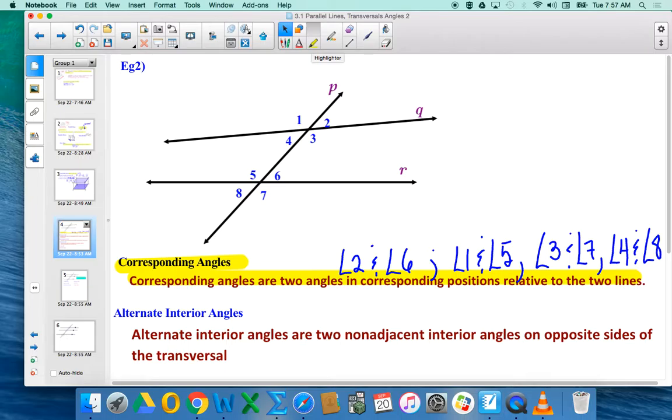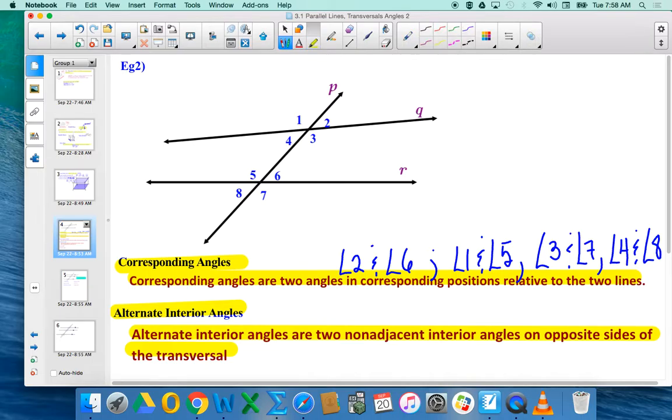Next I have alternate interior. Alternate interior angles are two non-adjacent interior angles on opposite sides of the transversal. Alternate interior. The words mean something. Alternate: on opposite sides of the transversal. Interior: on the inside of the lines.